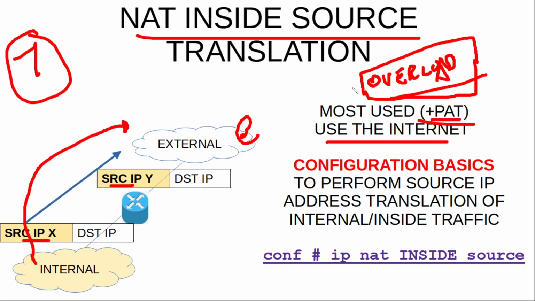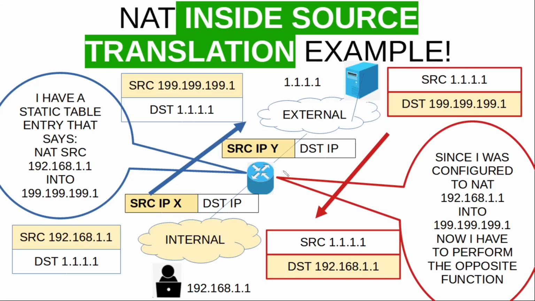So for instance, Huawei calls this combination of NAT and PAT with a single IP address EasyIP. Cisco calls this NAT overload. And in this case, if you want to configure this, you have to remember that you are going to use the command ip nat inside source. So let's see how inside source works.